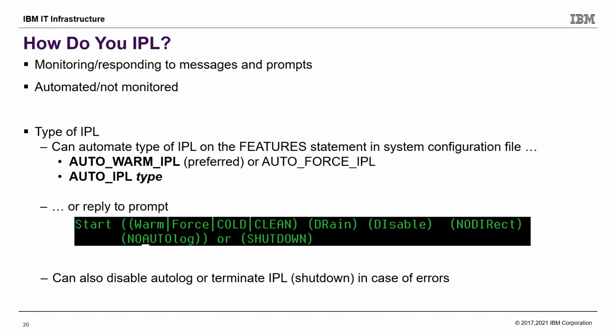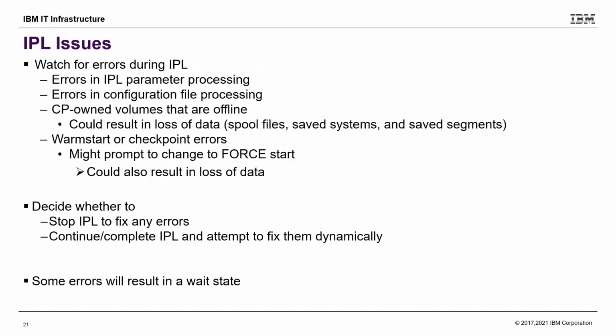In any case, you'll want to go back and check the system and operator's console for any messages, to make sure there weren't any issues during the IPL that might affect continuing operation of your system. You want to watch for errors during the IPL processing. There'll also be messages if there are errors in the config file processing. If your CP volumes are offline, you could force the system to come up, but you're likely to lose data in that case: spool files, as well as your saved systems and saved segments, so your NSS and DCSS systems and segments could be lost as well.